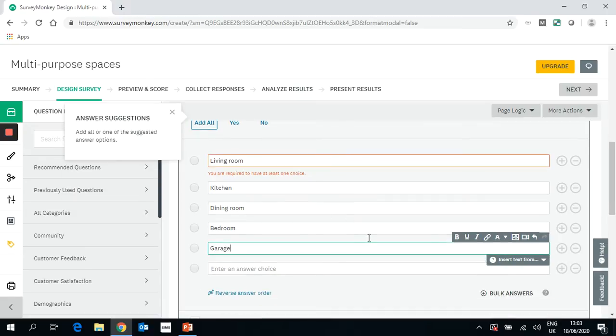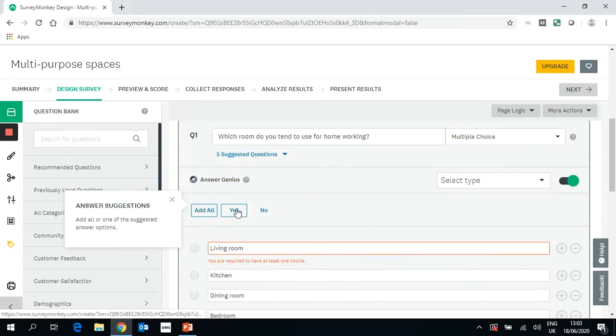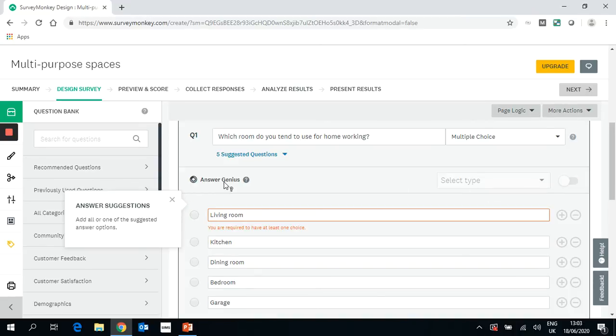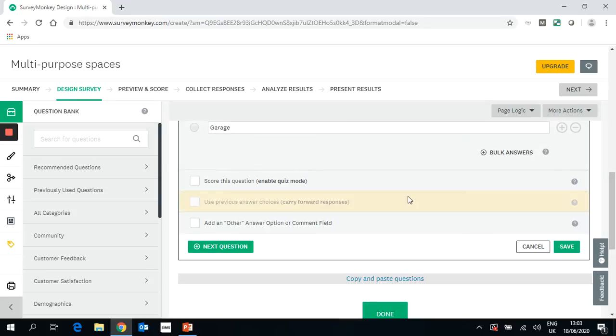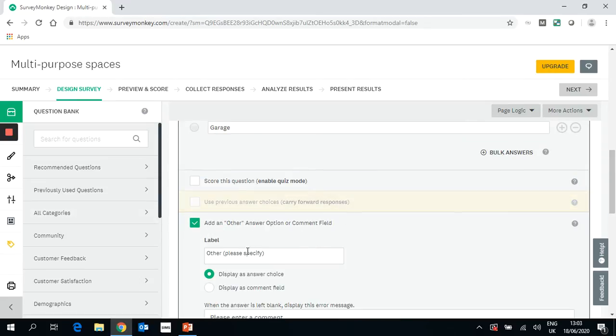Carriage for August 8. We don't want to add the suggested ones. Let's turn that off, in fact. Right, and that answered G is what I was on, as well.